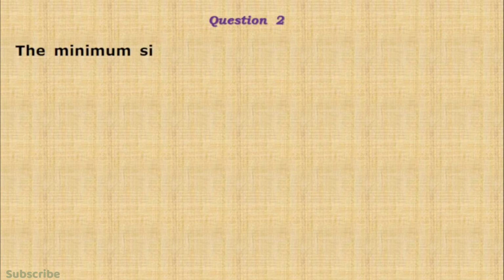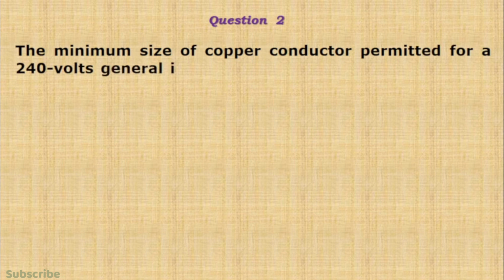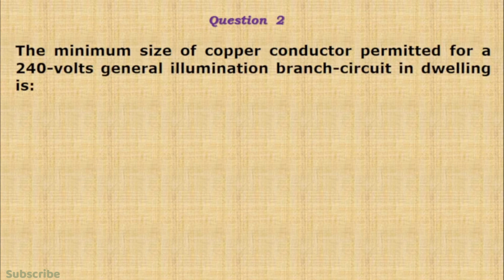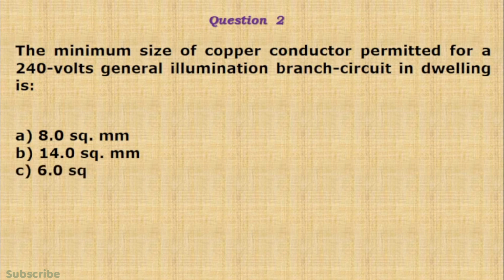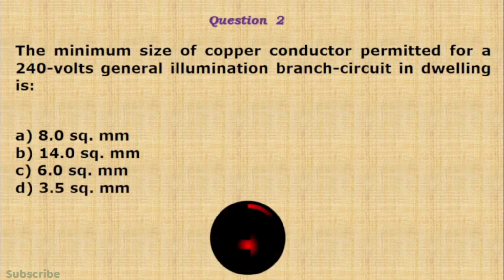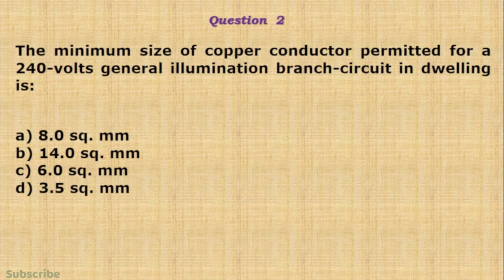Question number 2. The minimum size of copper conductor permitted for a 240 volts general illumination branch circuit in dwelling is A. 8.0 square millimeter. B. 14.0 square millimeter. C. 6.0 square millimeter. D. 3.5 square millimeter. The correct answer is letter D, 3.5 square millimeter.